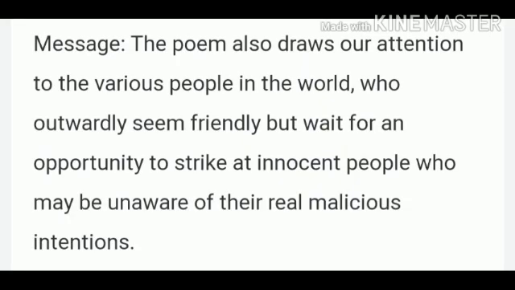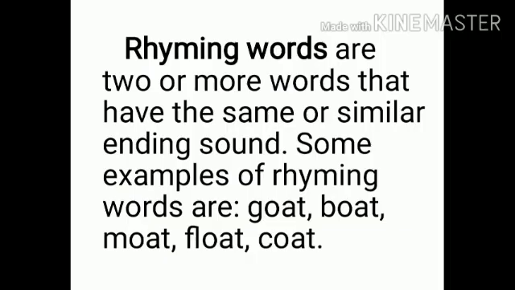Children, what is the message conveyed in this poem? The poem also draws our attention to the various people in the world who outwardly seem friendly but wait for an opportunity to strike at innocent people who may be unaware of their real malicious intentions. Malicious intentions means harmful intentions.